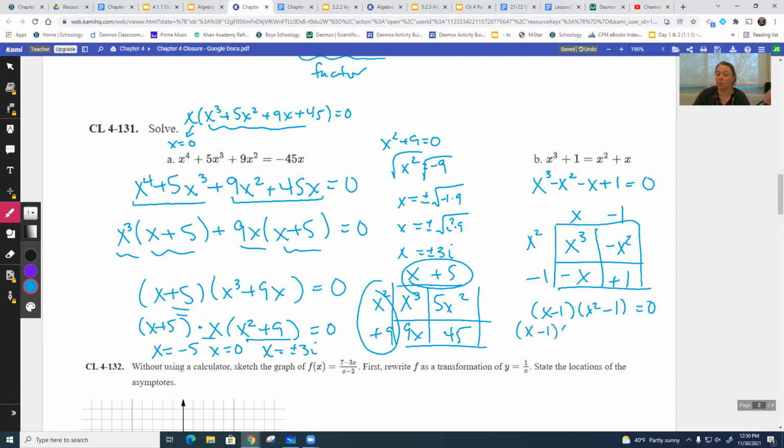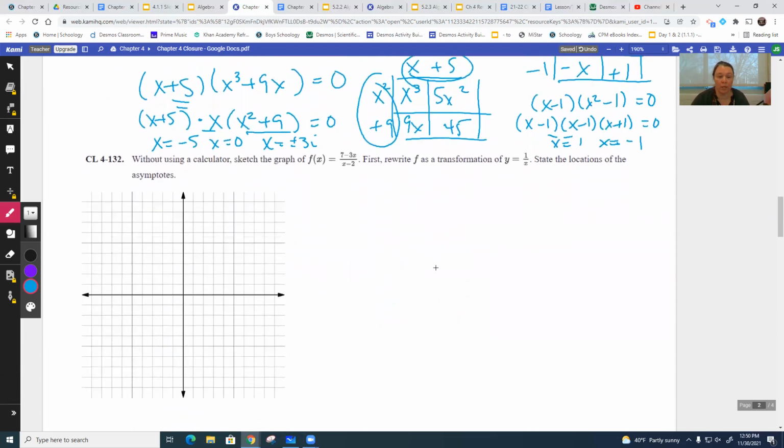The x squared minus 1 factors into x minus 1 times x plus 1. So I get x equals 1, that's a double solution, and x equals negative 1. Well, it doesn't look like it says negative 1, but that's what it's supposed to say. x equals negative 1. So those would be your solutions.